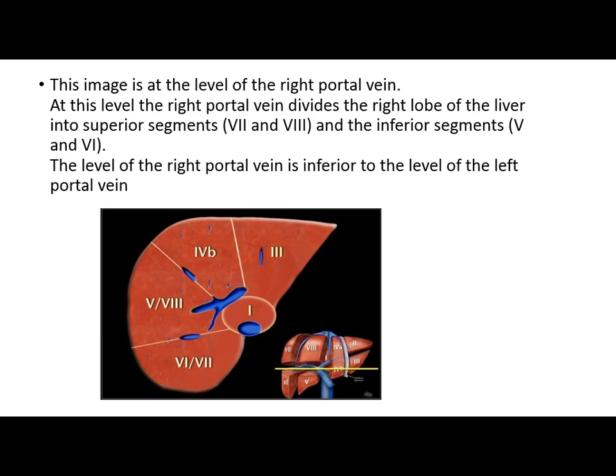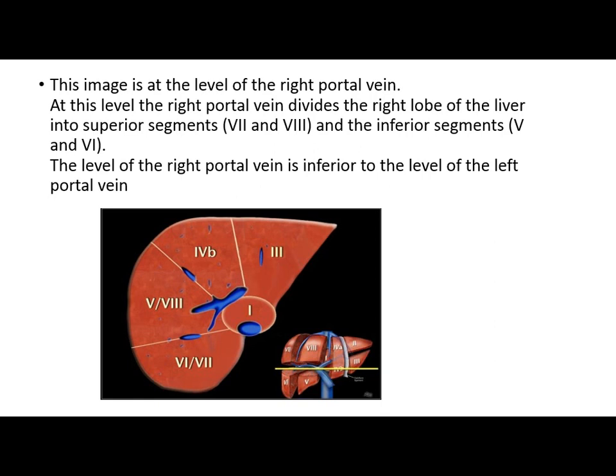If we go from inferior to superior, first is the caudate lobe. The caudate lobe is segment 1. It's separated from the rest of the liver. Sorry, the quadrate lobe separates the 4A and B. The quadrate lobe is segment 4, separating the left from the right.